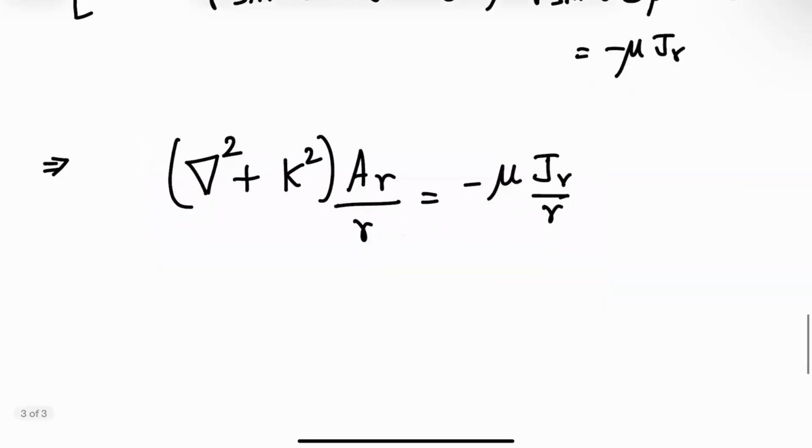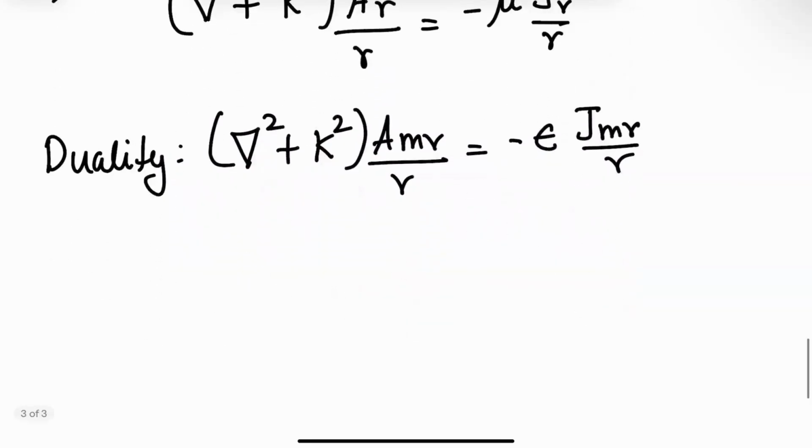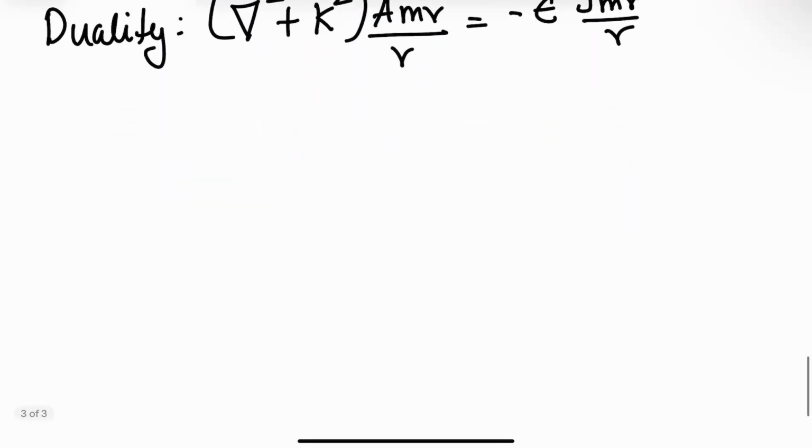Okay, and similarly, using duality, if I have a magnetic current, then you can show that you get a similar wave equation for the magnetic, or electric, vector potential under the spherical gauge, minus epsilon J_mr over r. Okay, so given these two potentials, now you can write the fields.